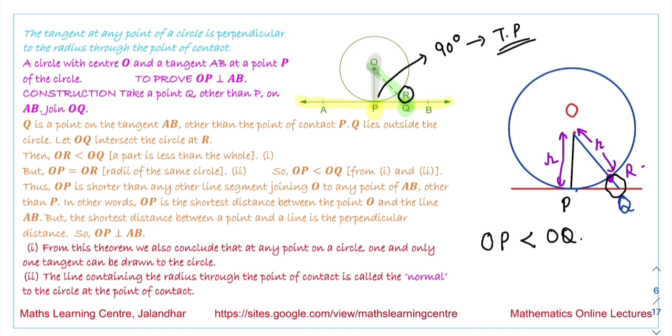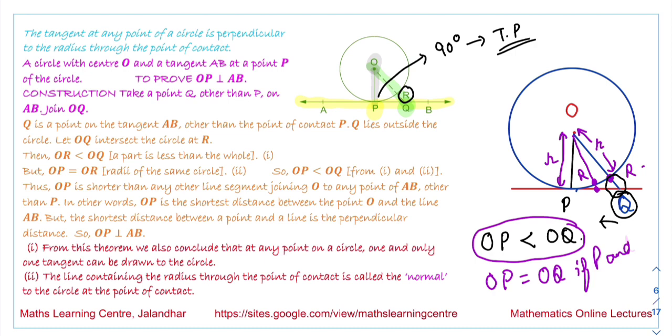Now similarly, if we shift this point Q on this side, we start shifting this point Q towards P. Suppose I am considering this point Q is over here. Again I am joining these two points. The point R will be shifted at this point. Again this condition will be satisfied that OP is less than OQ. And OP will become OQ. These two will become equal if P and Q coincide.